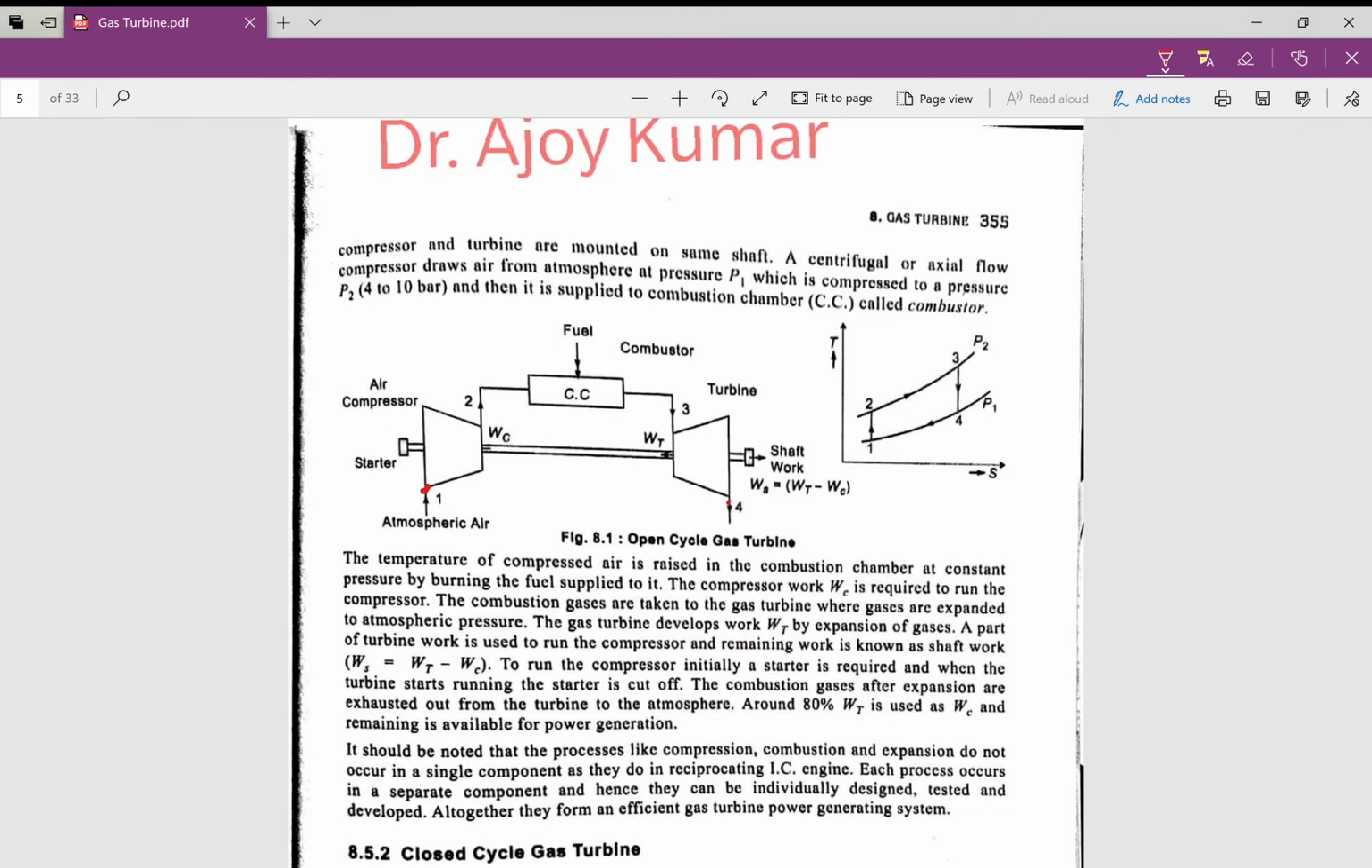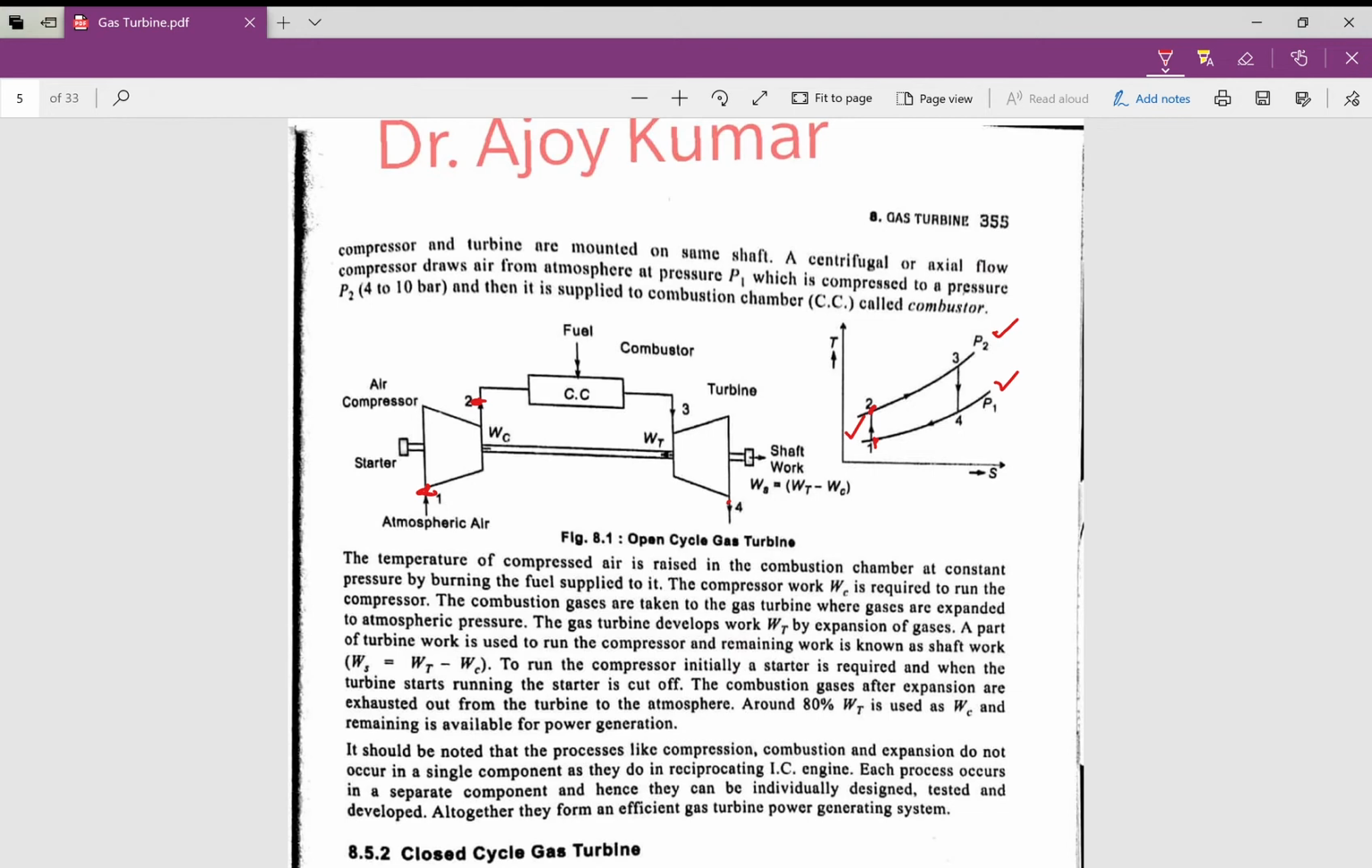So here it is. This P1 indicates atmospheric pressure. This P2 indicates pressure in the combustion chamber. So process 1-2 is an isentropic process taking place in the compressor. Point 1 is written here and point 2 is written over here. So theoretically we call it isentropic compression from pressure P1 to pressure P2.